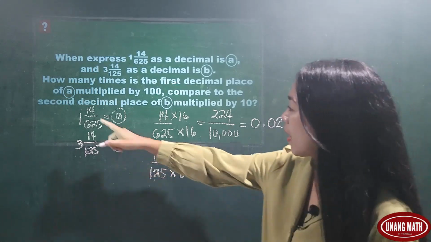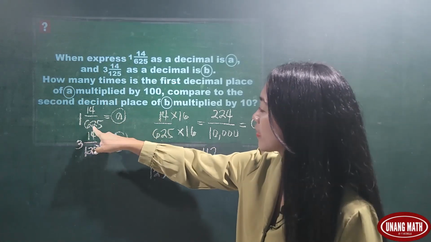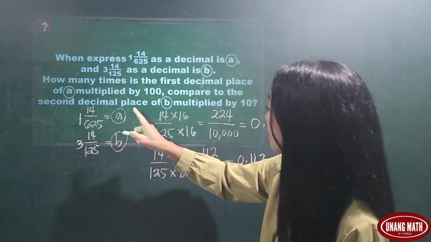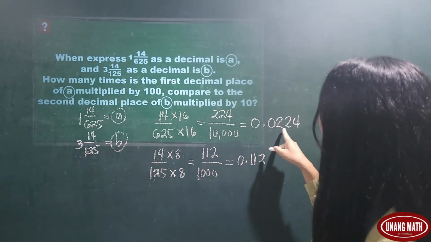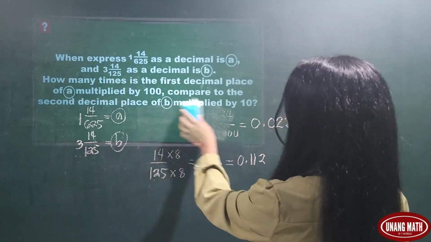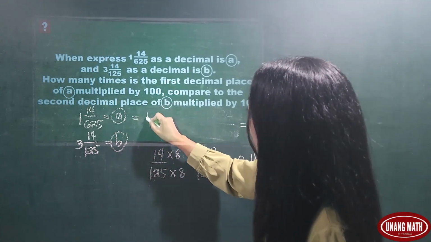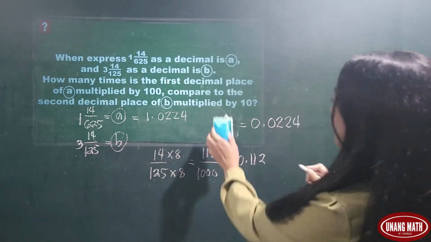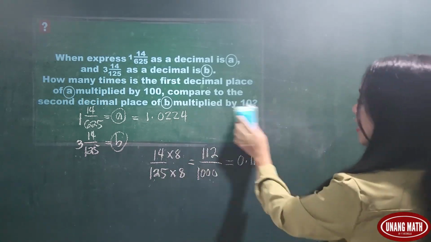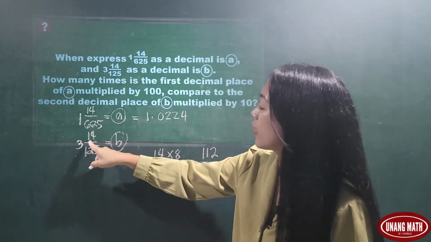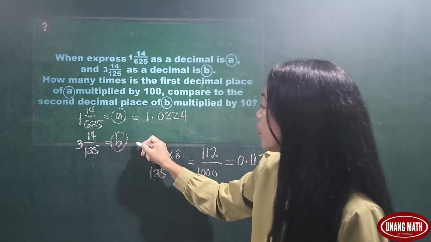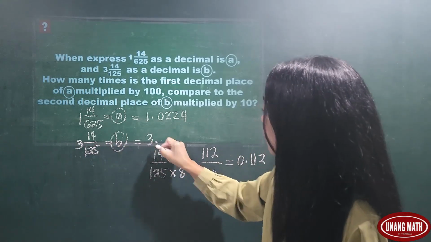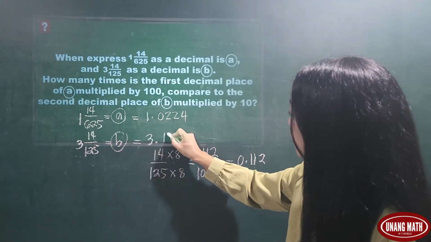Now, 1 and 14 over 625, written as a decimal number, is 1.0224. Let's write it here. This is 1.0224. Next, the fraction 3 and 14 over 125, written as a decimal number, is 3.112.